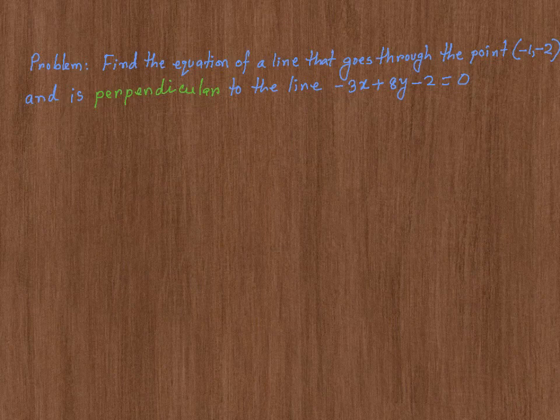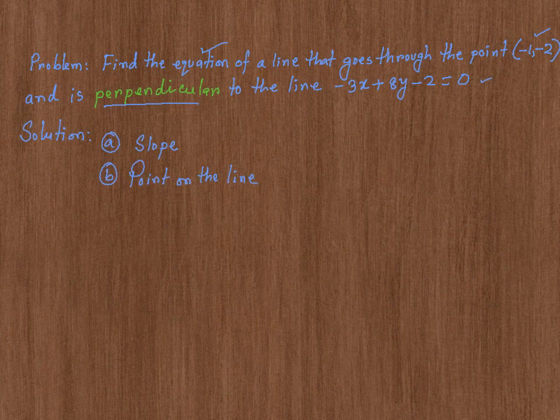In this video, I am going to find the equation of a straight line that goes through this point (-1, -2), and it is perpendicular to this given line, -3x + 8y - 2. Please note that to find the equation of a straight line, we need two things. One is the slope of the line, and another is a point on the line.